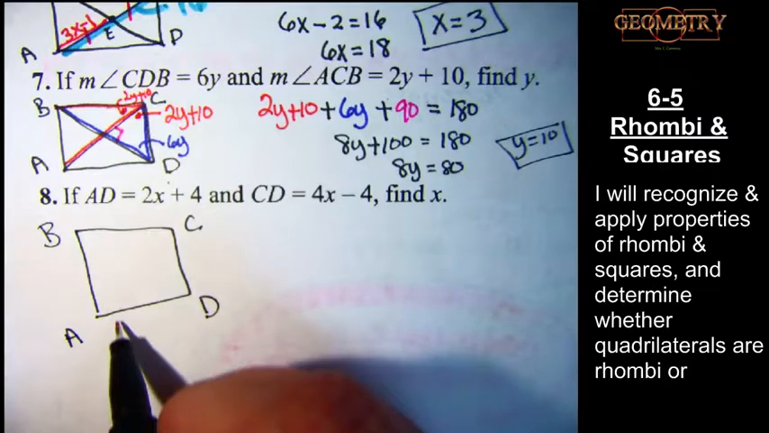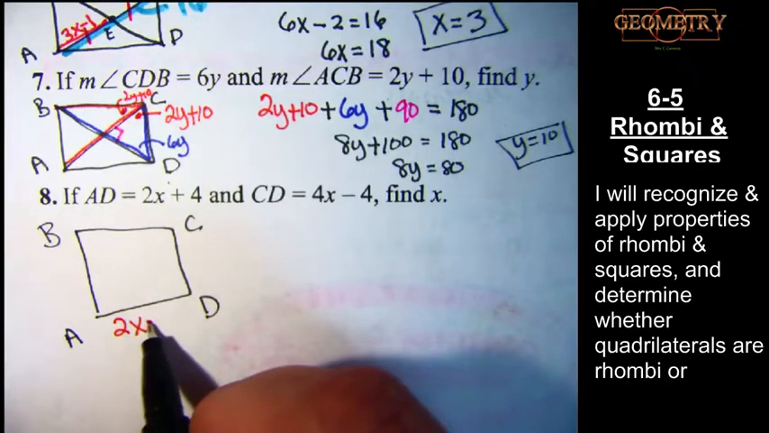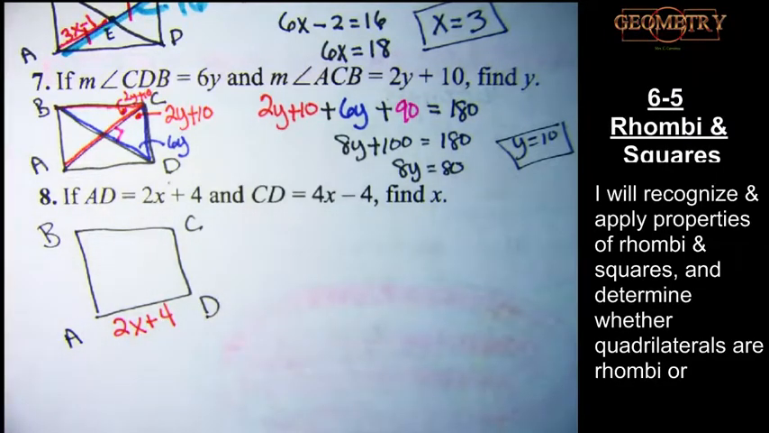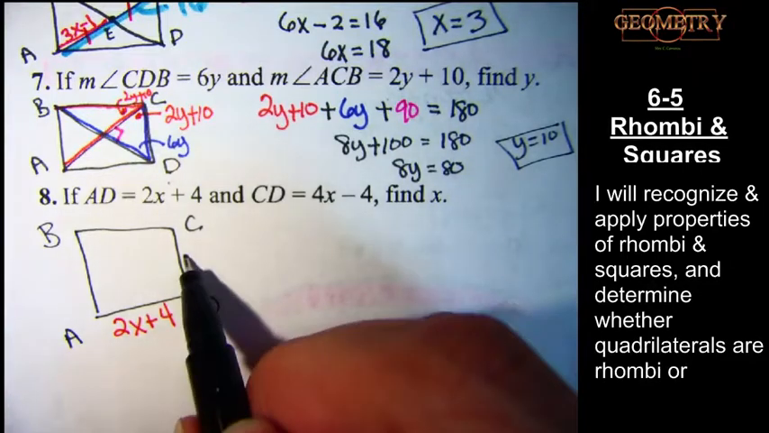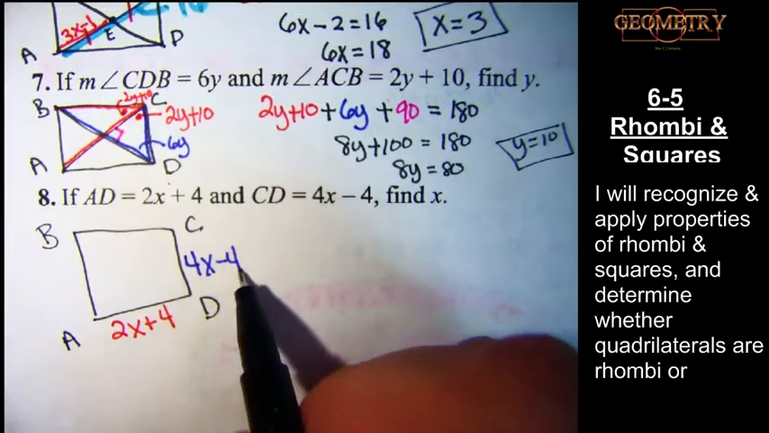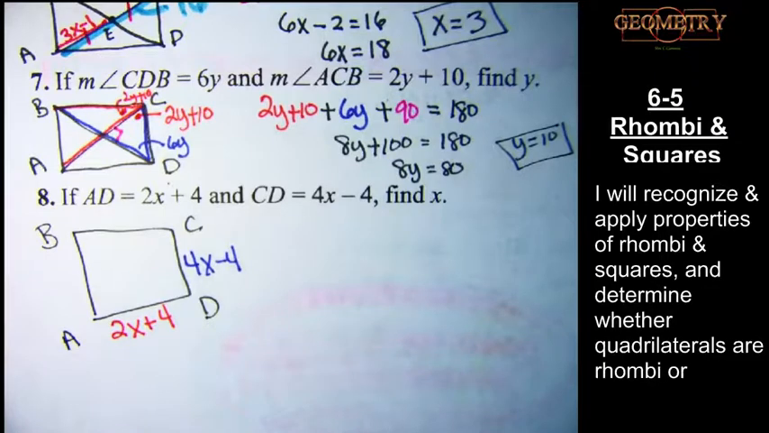All right, I'm told that AD in this rhombus is 2x plus 4. And I'm told that CD in this rhombus is 4x minus 4. Now, this being a parallelogram, if they were opposite to each other, I knew what I could do, right? But it's a rhombus. And more, I'm not given opposite sides, I'm given consecutive sides, the ones that form a corner.